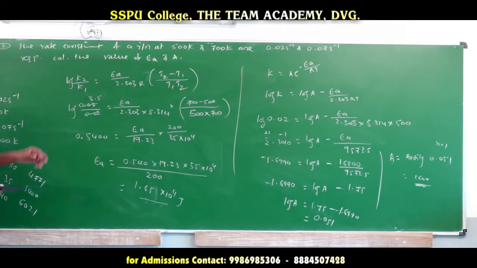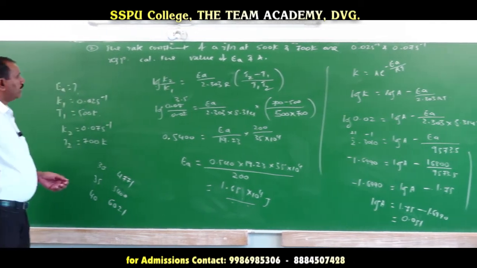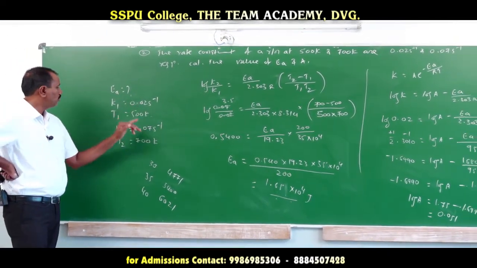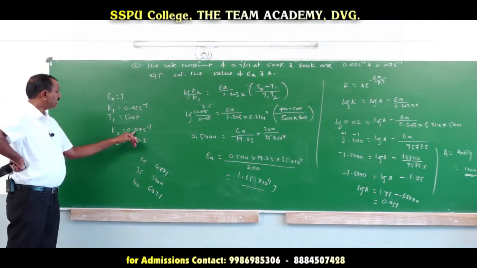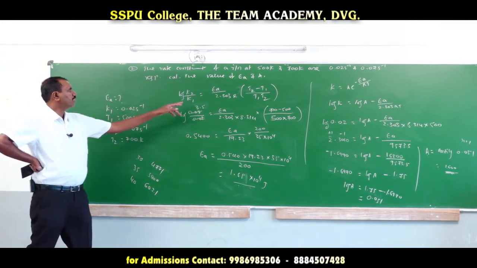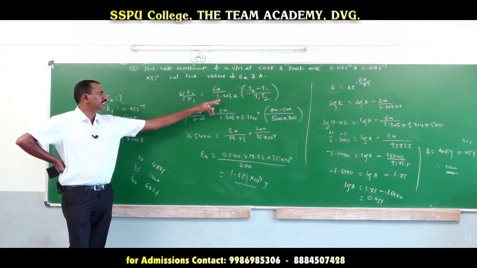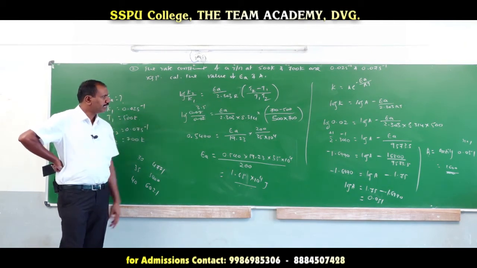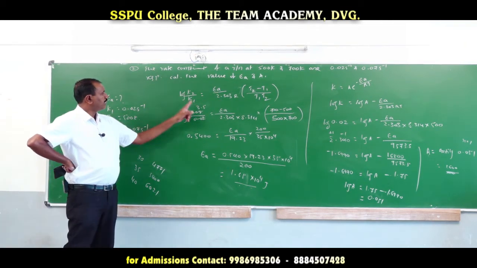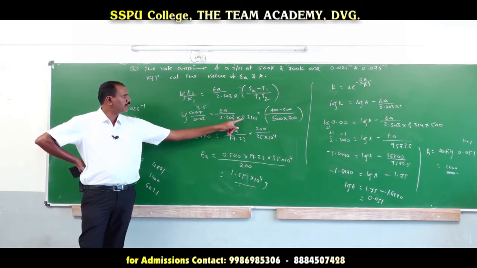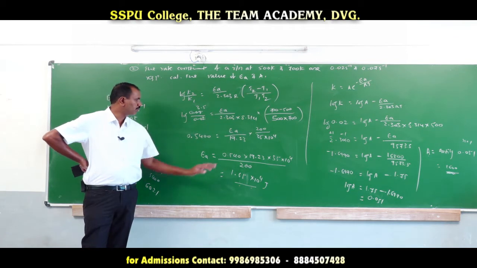So, the rate constant of a reaction at 500 Kelvin is given as 0.02. The rate constant at 700 Kelvin is given as 0.07. I have to find out E_A. So by using the formula log K2 by K1 equals E_A by 2.303 R into (T2 minus T1) divided by T1 T2, K2 is 0.07, K1 is 0.02, and 2.303, 8.314 we have to substitute.